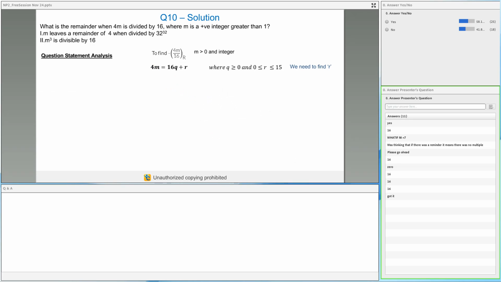Now the second statement is m cube is divisible by 16. I hope statement 1 is clear. I've explained it in two different ways. It's totally up to you which one you want to use. One way to think about it is m is a multiple of 4. The other way to think about it is to find 4m.